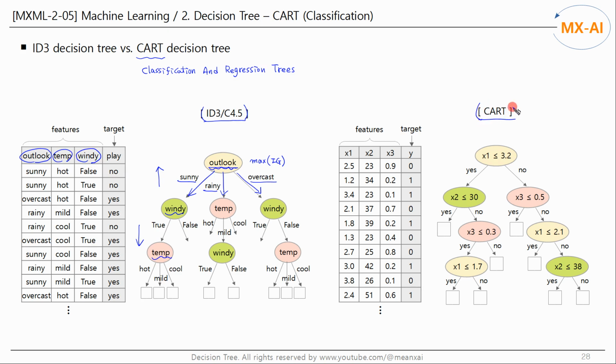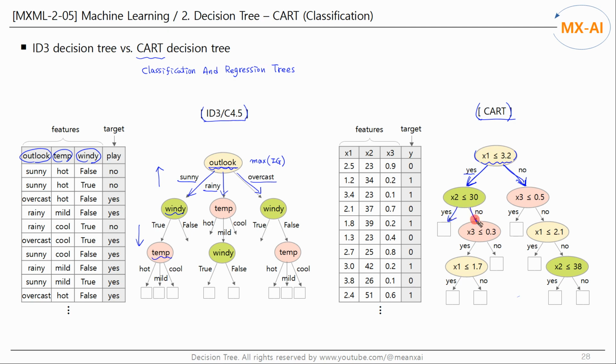On the other hand, CART is an algorithm that uses a binary tree structure to perform both classification and regression tasks. As shown on the right, each node is split into 2 branches, left and right. Each node contains a yes/no question. If the answer is yes, it goes down the left branch. Otherwise, it goes down the right branch.